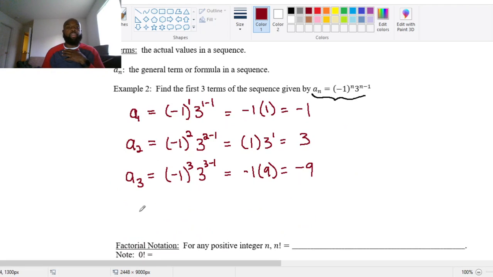I'm going to do one more. I know they didn't ask us to do that, right? But we can kind of go ahead and tell that this next term is going to be positive. That allows us to alternate by having negative 1 to a power. It allows us to alternate between two values, positive and negative values, right?